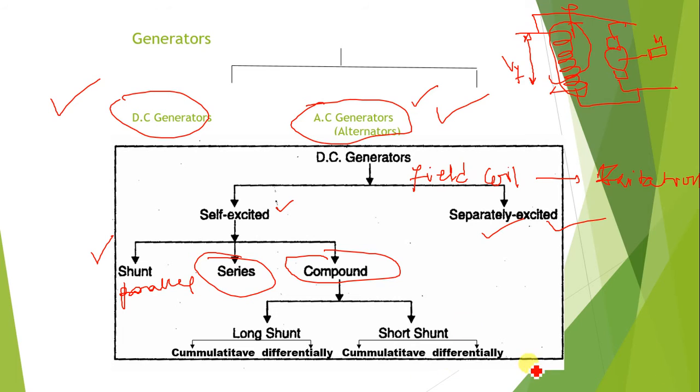This compound is again classified into long shunt and short shunt. If the length of the coil is large, that will become a long shunt. Short shunt, if the length of the field coil is very small. This long shunt is again classified into cumulatively long shunt and differentially long shunt. Similarly, the short shunt is also classified into cumulatively short shunt and differentially short shunt. This is the fundamental classification of any DC generator.